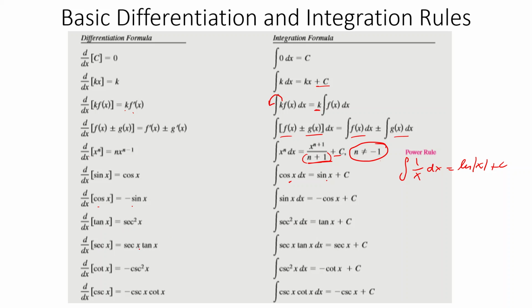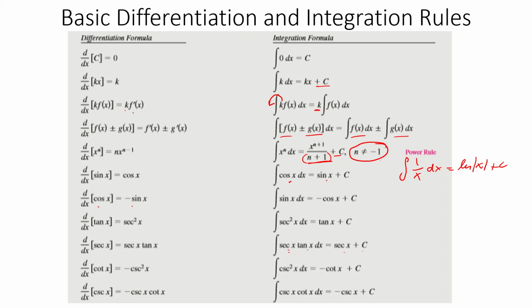The derivative of secant is secant tangent, so that means the integral of secant times tangent is just secant plus c. The derivative of cotangent is negative cosecant squared, so that means the integral of cosecant squared is negative cotangent plus c. And the derivative of cosecant is negative cosecant cotangent, so the integral of cosecant cotangent is negative cosecant plus c.